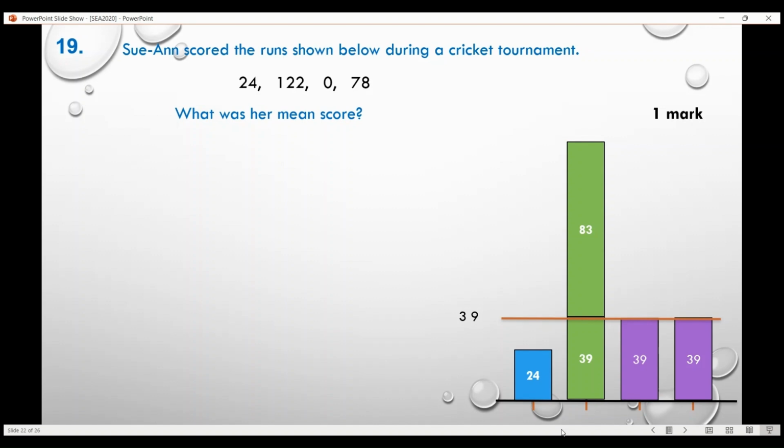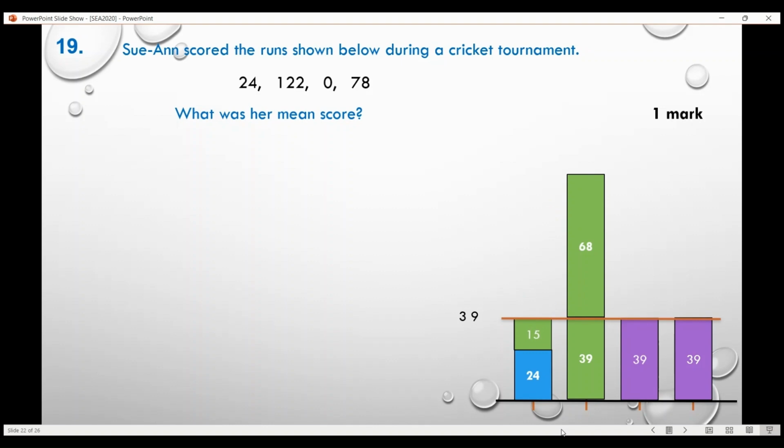So if we look at 83, we can split that up. It will give us 68 and 15. So 68 plus 15 is 83. 83 and 39 is still 122. Still the same number of runs. But we're going to take the 15 and carry it across so that now we have 39 in the first column, 39 in the second, third, and fourth. So the average is at least 39.